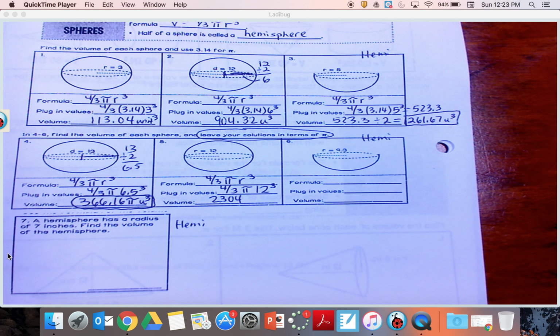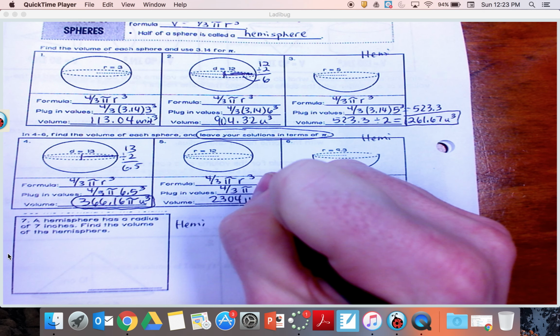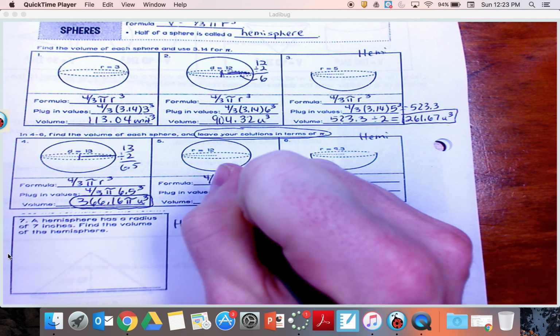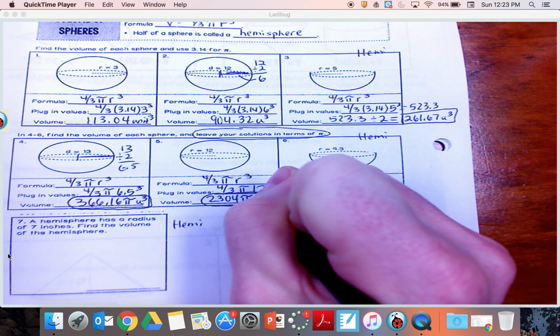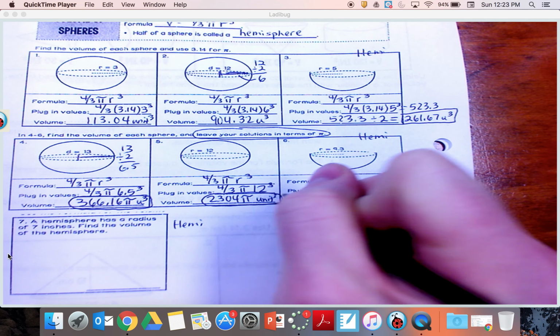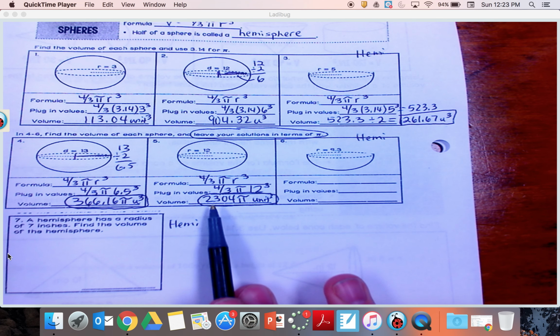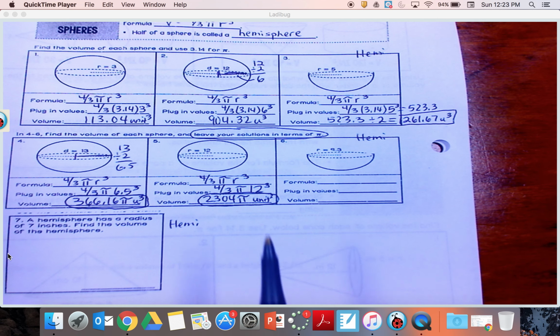That right there is not my solution. And remember, I got to put the pi with it because I didn't multiply pi. So this is my pi notation. That right there is my units cubed, cubic units in this case. So basically this is saying 2,304 times pi. And that is the exact answer there for that volume of that sphere that we have.